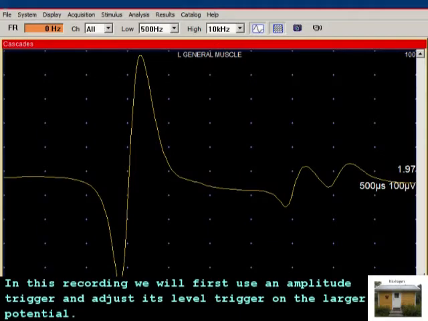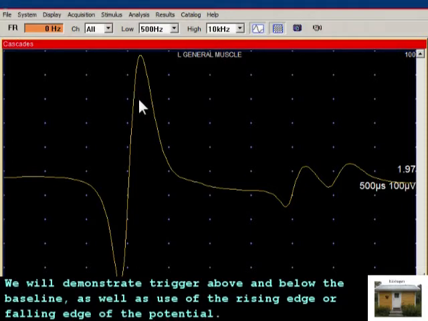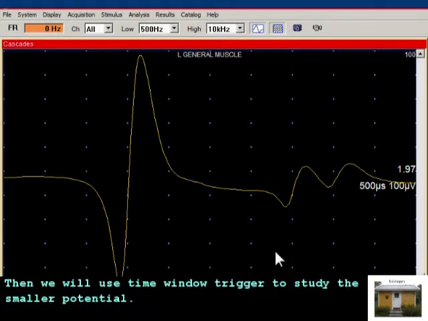In this recording we will first use an amplitude trigger and adjust its level trigger on the larger potential. We will demonstrate trigger above and below the baseline, as well as use of the rising edge or falling edge of the potential. Then we will use time window trigger to study the smaller potential.